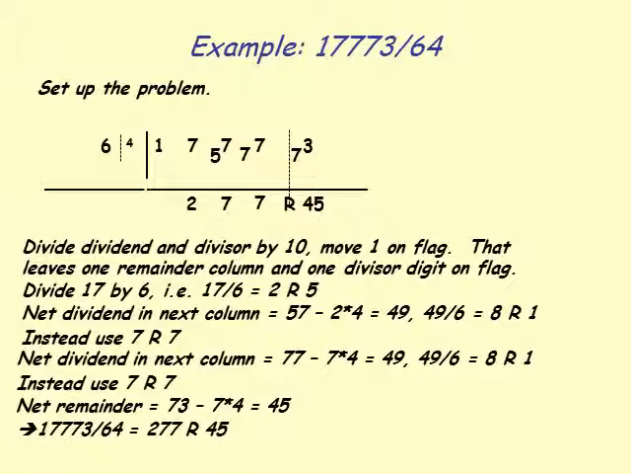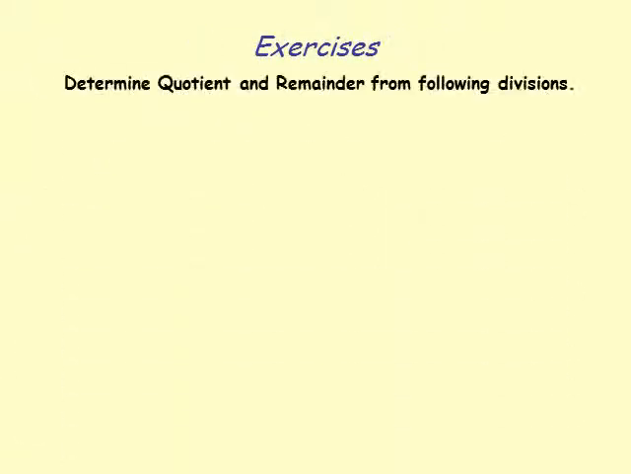That means 17773 divided by 64 is 277, remainder 45. Let's now continue.